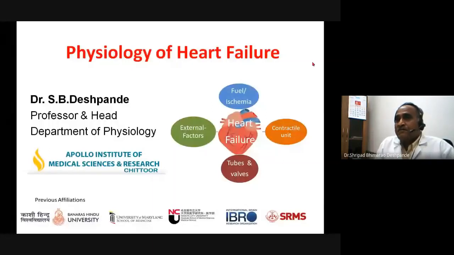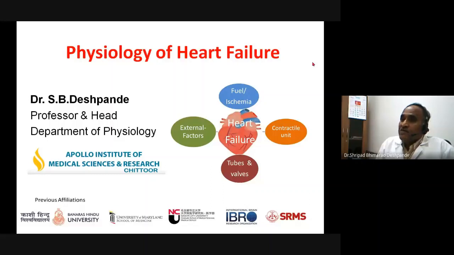Today I will be revising the topic on physiology of heart failure. This is one of those, what I will say, fatal diseases or conditions. It's not a single disease. It's a fatal condition in which progressively the person enters into the final stage of heart failure and ultimately death if not treated properly.